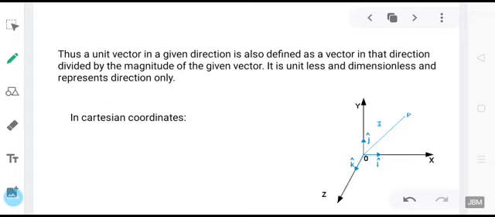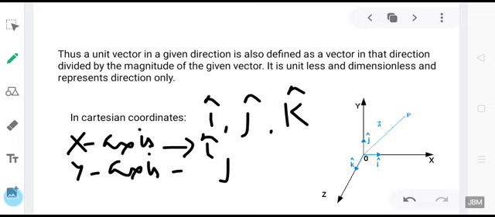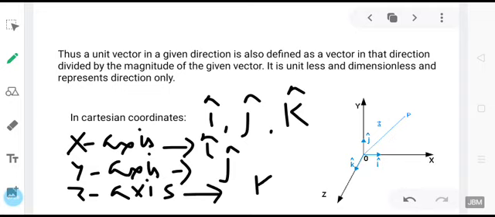So in Cartesian coordinates, we are having three unit vectors: i cap, j cap and k cap. So along x-axis, the unit vector is i cap. Along y-axis, it is j cap, and obviously along the z-axis, the unit vector is k cap, as you can see in the picture.